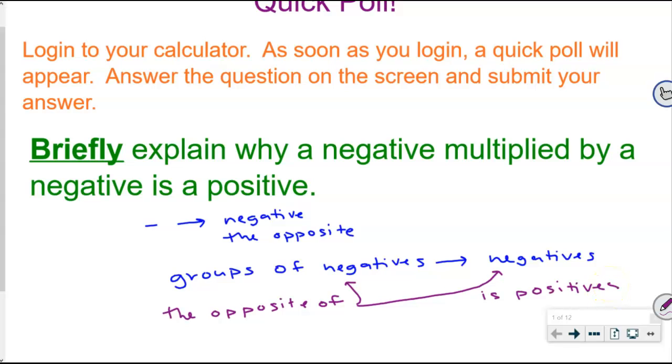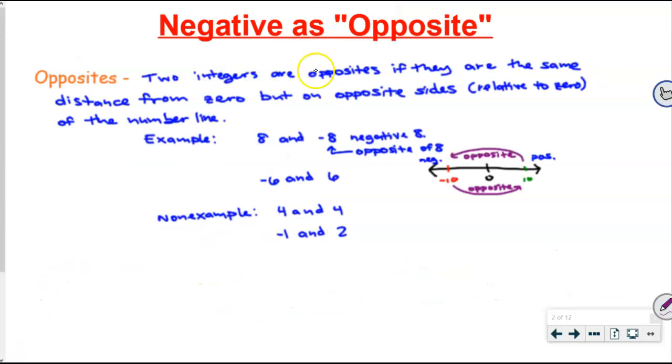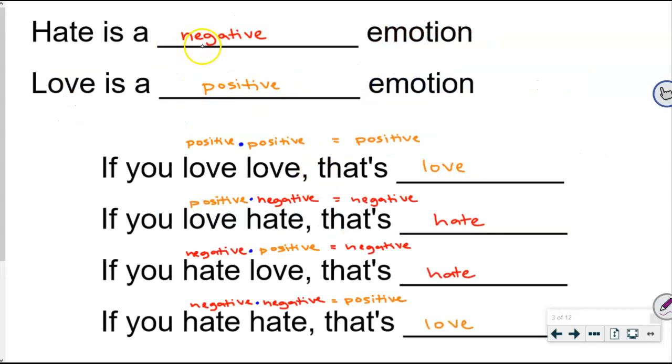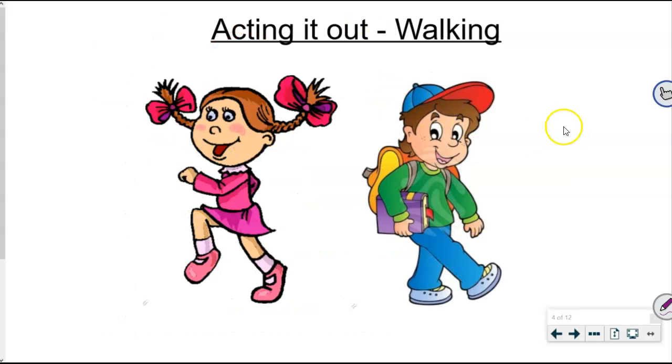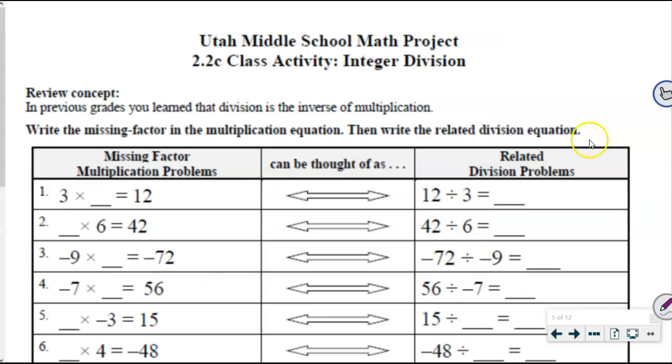Hating hate is fine, but mathematically speaking, I like that consideration of opposites. There's some review. Opposite is key. Hating hate, loving love, those are other great ways that you can remember some of these rules. We acted it out, we walked and rewound and fast forwarded. Those can also be helpful ways to remember this. But what I want to do now is talk about integer division.